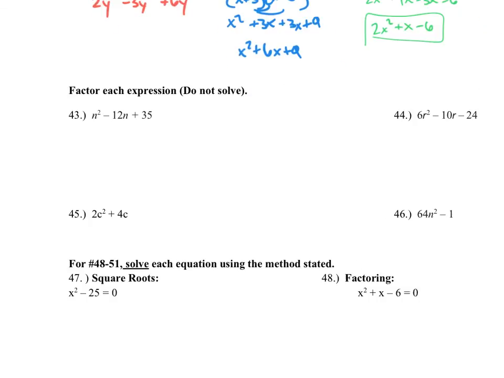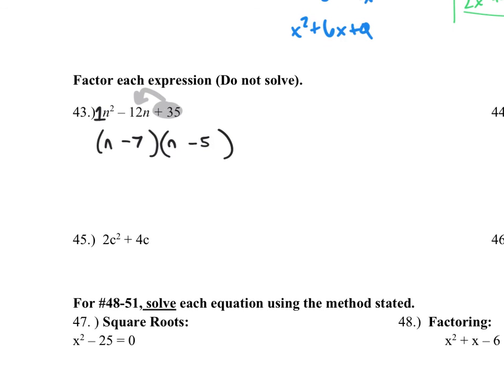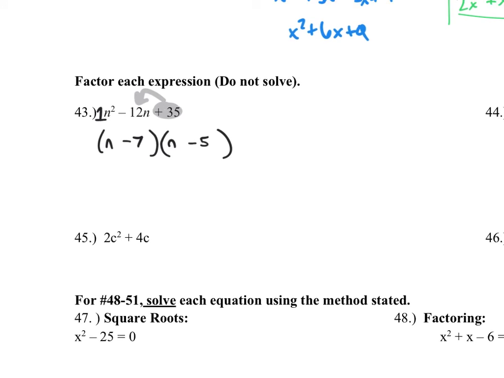So here it tells us to factor each expression. The easy type of factoring is when we have the 1 out front, because all we're looking for are numbers that multiply to the c term that add to the middle. So here, in this case, it would be a minus 7 and a minus 5, because those numbers multiply together to give me a positive 35 and add together to give me a negative 12.